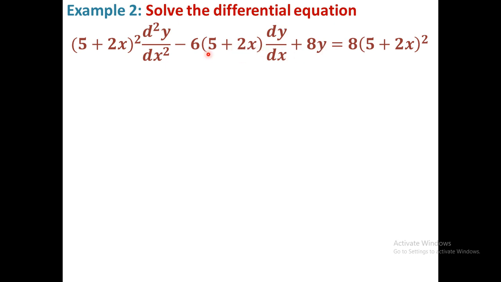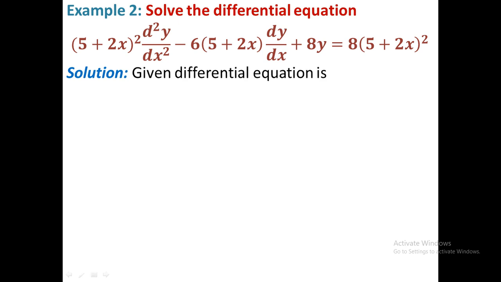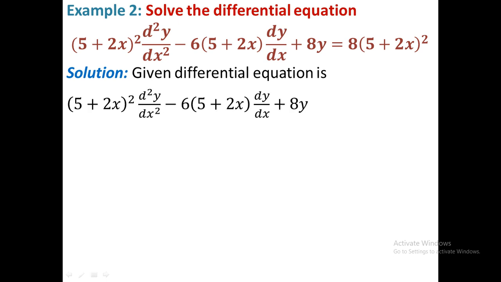So you see that in the Euler's equation you take x equal to e to the power t. Here 5 plus 2x is in the place of x, so in a similar approach you have to take 5 plus 2x as e to the power t. Now I write down the main equation. This is equation 1.